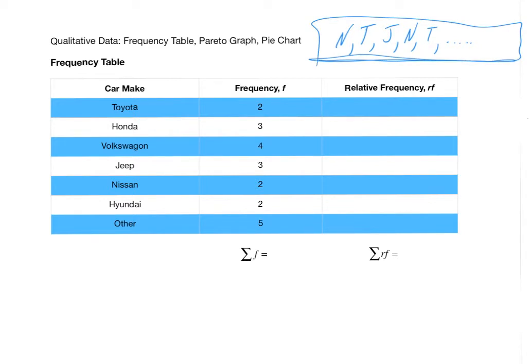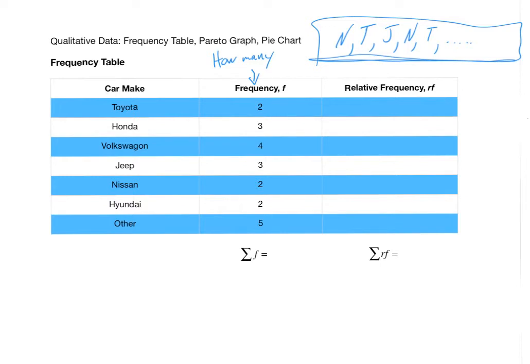So you can see here, we've got Toyota, Honda, Volkswagen, Jeep, Nissan, Hyundai, and other. I'll explain other in a little bit. Ultimately, we need to be able to tell people how many there are of each. How many there are of each is what we call the frequency. So I'd go through this raw data and count it all up. In this case, Toyota, there were 2 of them. Honda, there were 3. Volkswagens, there were 4. Jeeps, there were 3. Nissans, there were 2. Hyundai, there were 2. And there were 5 other ones.